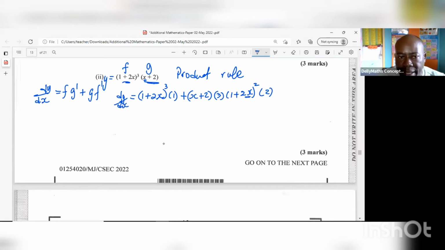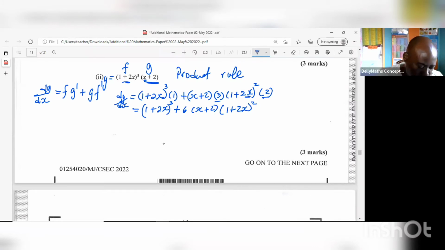Then we want to simplify this. So let's write this back. So we have 1 plus 2x to the third. And then for this part, 3 times 2, I'm going to put the 6 out front for the 3 times the 2 here. And then in bracket, I would have x plus 2 times 1 plus 2x squared. Right? So basically, that's what I would have right there.